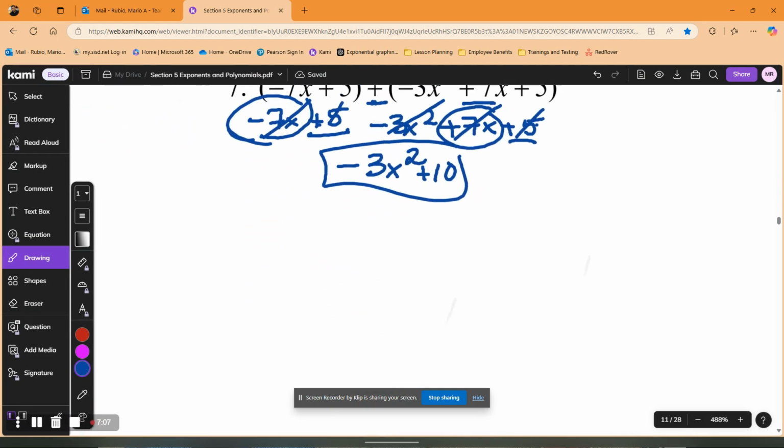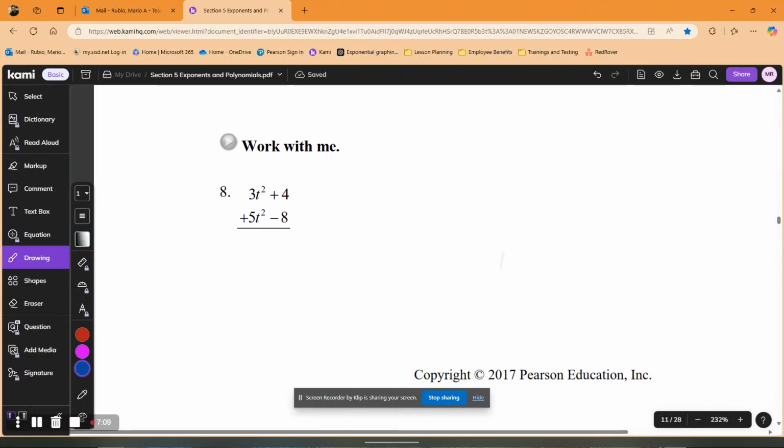Let's look at number 8. This one's the same, it's just lined up and down, which makes it easier for us. 4 minus 8 is negative 4. 3 plus 5 is 8. And don't forget the t squared.